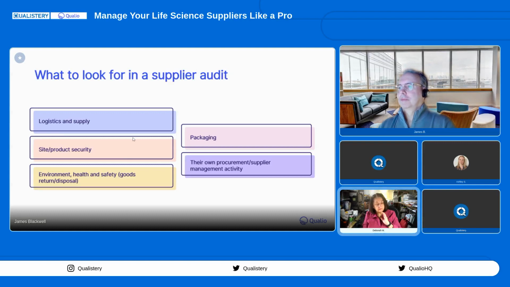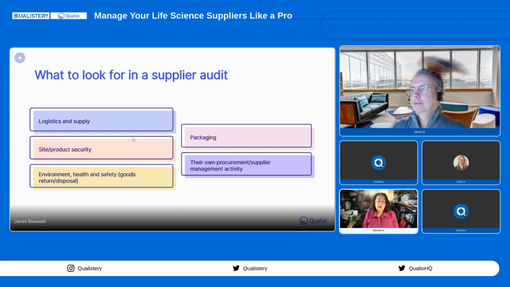Packaging, just match their SOPs to how they're packaging and holding. And their own procurement and supplier management activities. So here, what you want to know is how does the approved supplier list integrate with procurement? And there's two things. Does it need to be an approved supplier? Maybe they don't need approved suppliers for their office printer paper. And is it an approved supplier and is it approved for the product or service that you're actually purchasing?